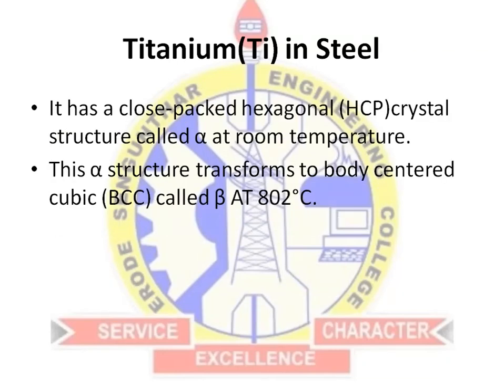Next, it has a close packed hexagonal crystal structure. It is observed in the metallurgical microscope, so we can identify that it has a close packed hexagonal shape, which is observed at room temperature. The alpha structure transforms to cubic beta at 882 degrees centigrade.